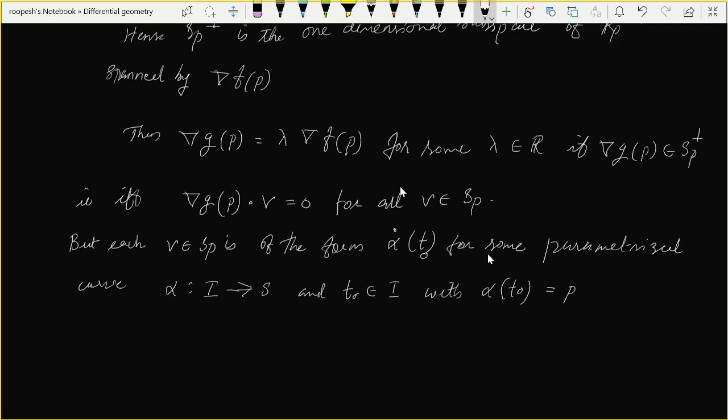Why are we writing like this? Because S_P is the tangent space, and we know that the velocity vector belongs to the tangent space. So each vector in the tangent space can be written as the velocity vector of some parameterized curve. So this is equal to this.